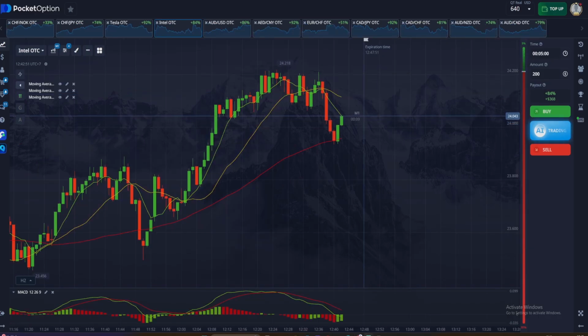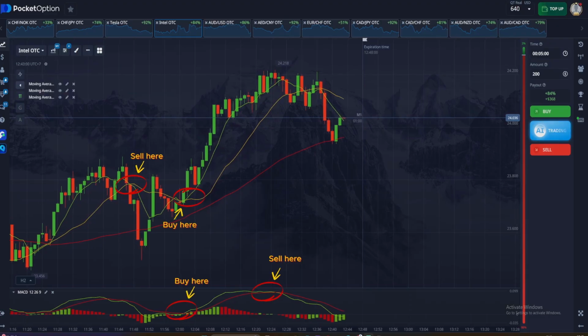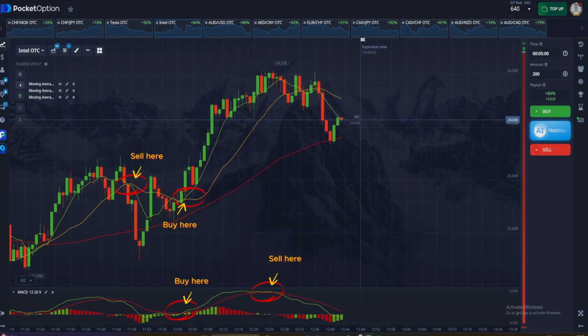The way to use this strategy is actually very simple. We only need to take advantage of the moving average crossovers as the trigger to open a position. When a bullish crossover happens, green line crossing upward, it signals strength to the upside. We enter a buy. When a bearish crossover occurs, green line crossing downward, it indicates weakness and a shift to the downside. We enter a sell.